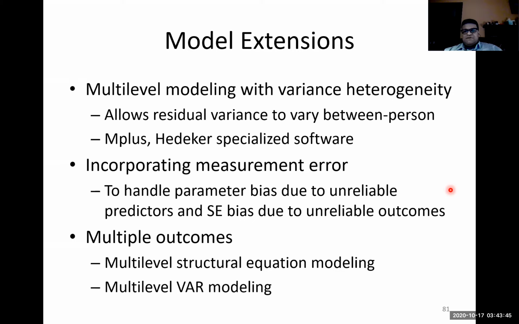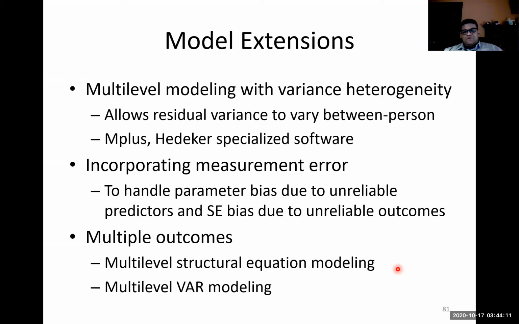That's a very interesting extension where people are doing work. And if you want models that have multiple outcomes, again, that's another context where multi-level SEM would be the thing to turn to.